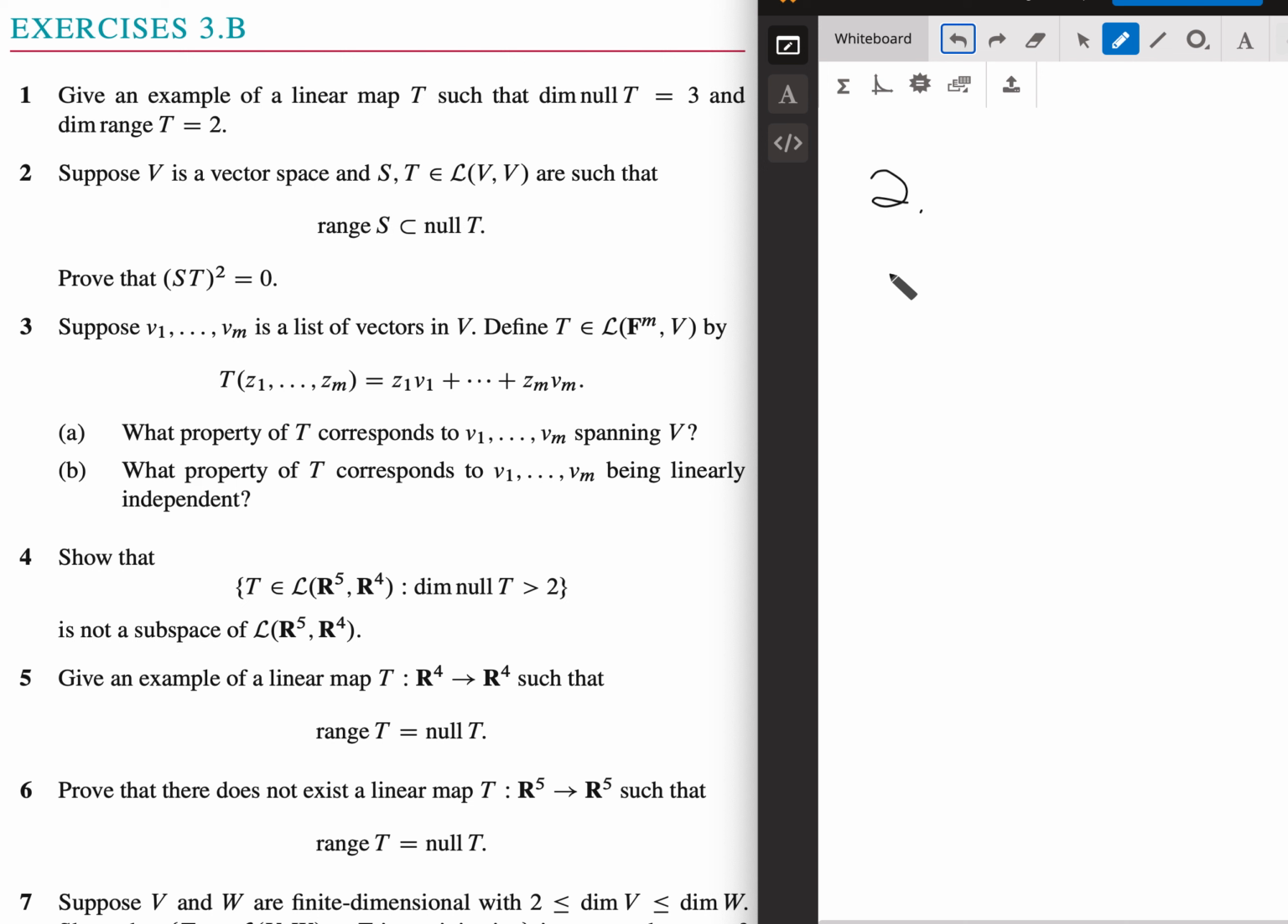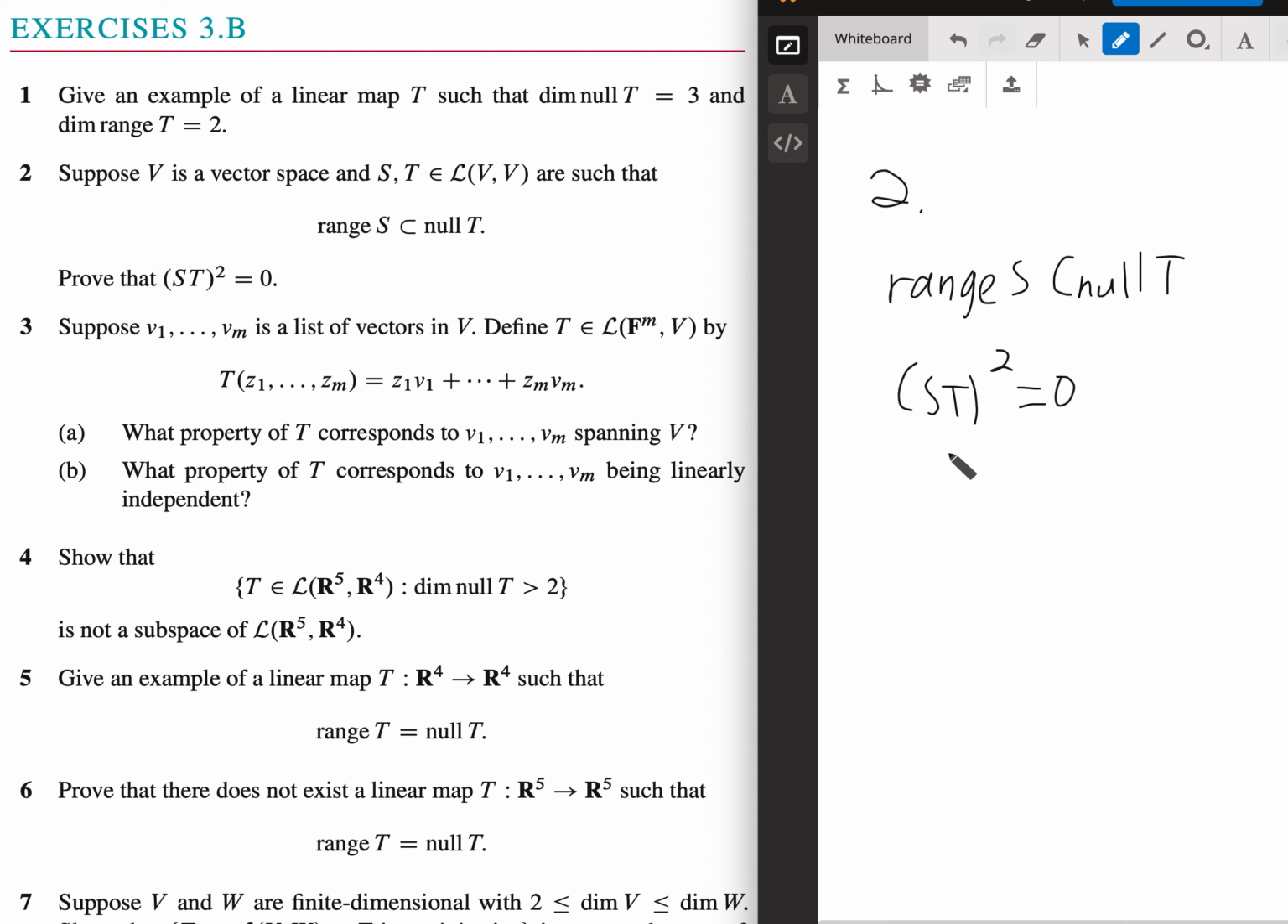Suppose V is a vector space and there are 2 linear maps in the set of linear maps from vector space V to itself, such that the range of S is inside the null space of T. And then consider showing that (ST) squared is 0.